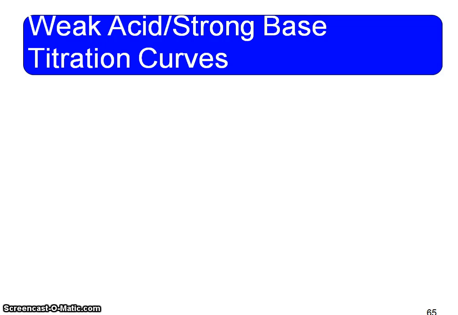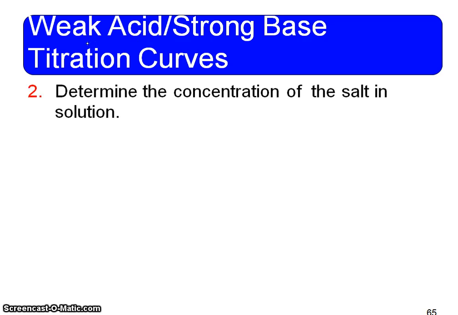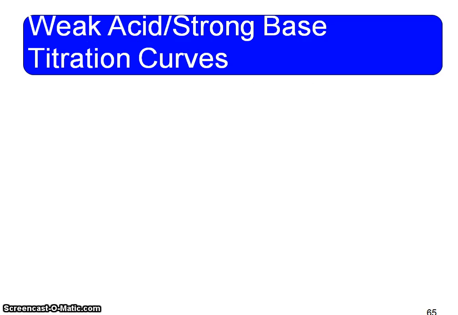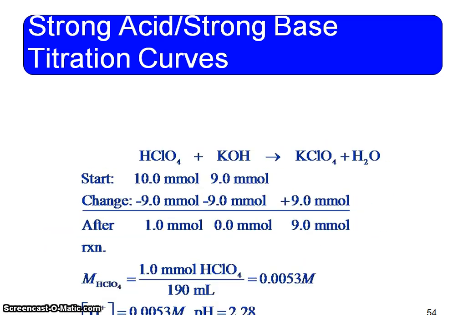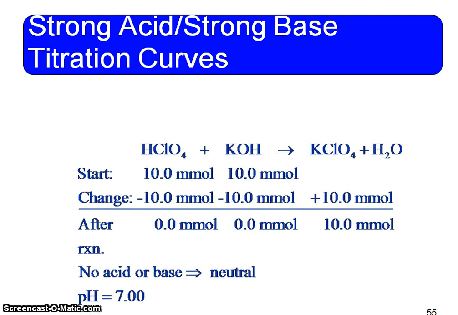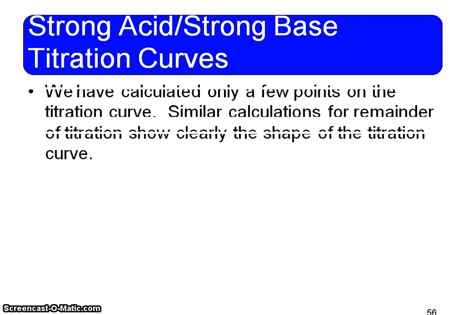Okay, so if we're going to do, notice what's different here. We've got a weak acid and a strong base. So it's going to be a little bit different. We're not going to have exactly the same thing. So if I take pretty much what I had before, in my weak acid and my strong base, and this time let's react, here's our strong acid, we had HClO4, let me get to the right slide here.